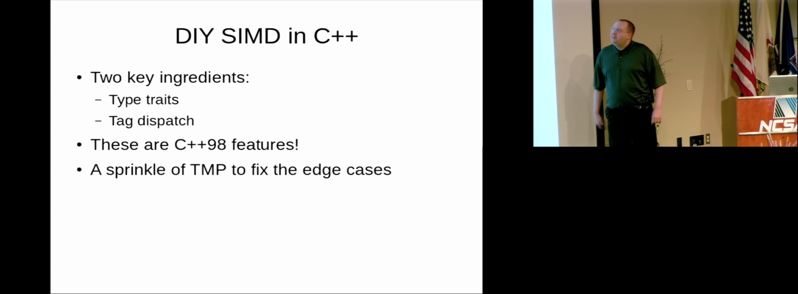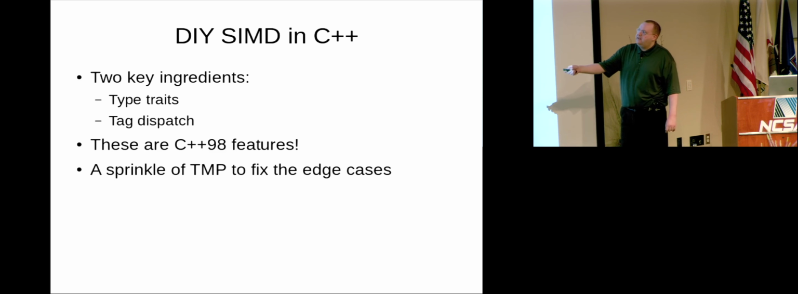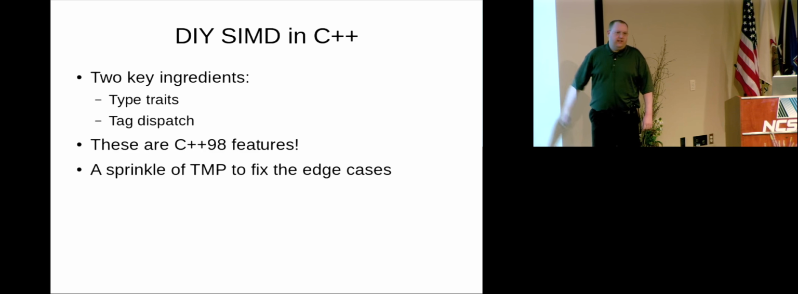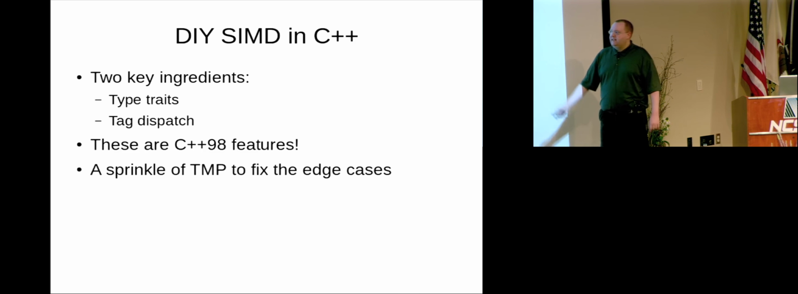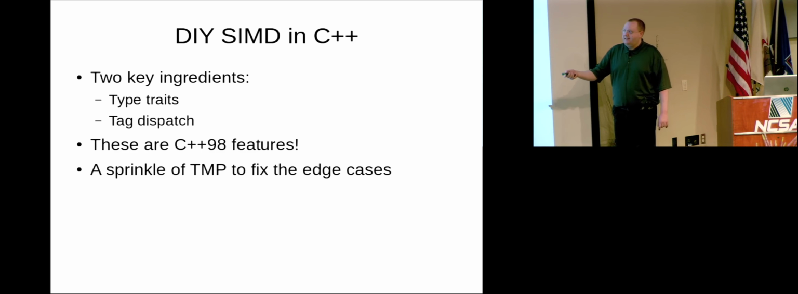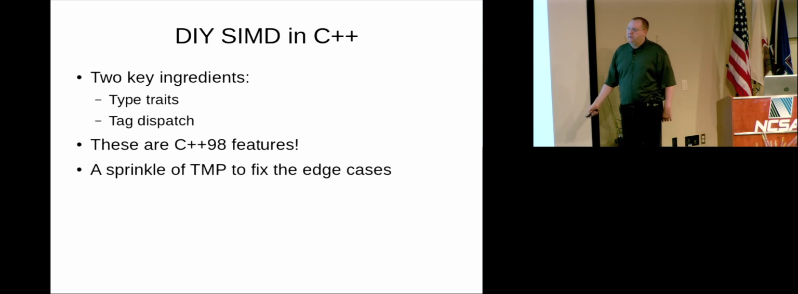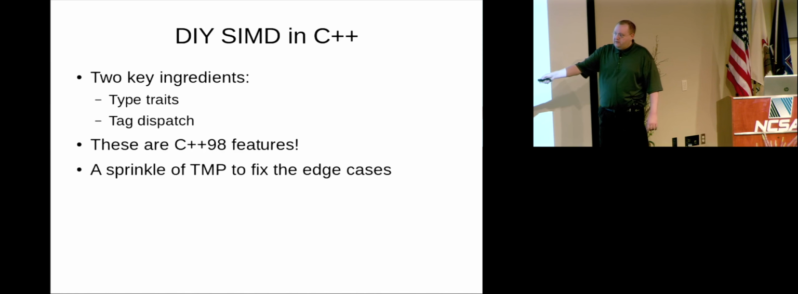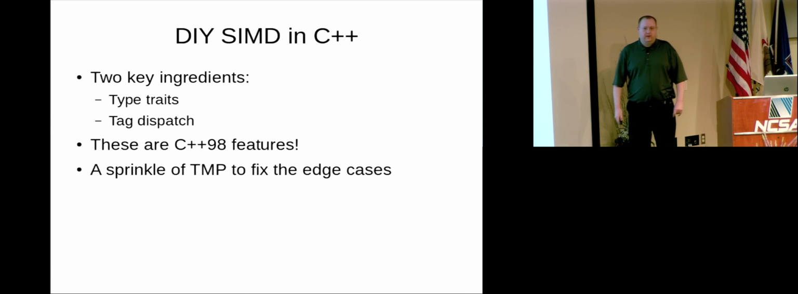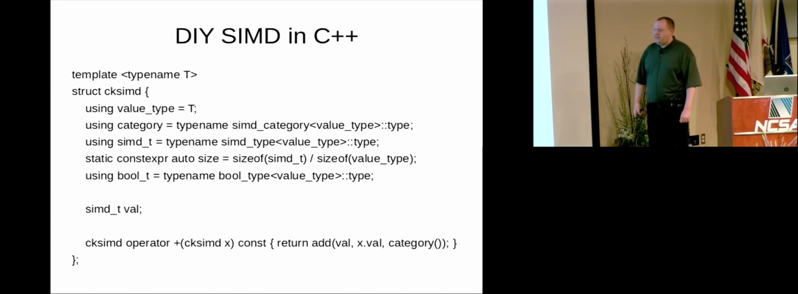All right, so here's a do-it-yourself SIMD in C++. There are two key ingredients, type traits and tag dispatch, that's it. These are C++98 features. Some of these are pre-C++98 features. This is old stuff. This is not sophisticated, perfect forwarding and std::tuple and all that fantastic stuff. You do have to sprinkle in a little bit of TMP, template metaprogramming, to fix some edge cases and make sure things compile correctly, at least in my version, because I have converting constructors.